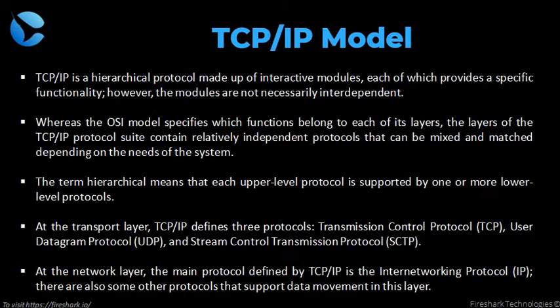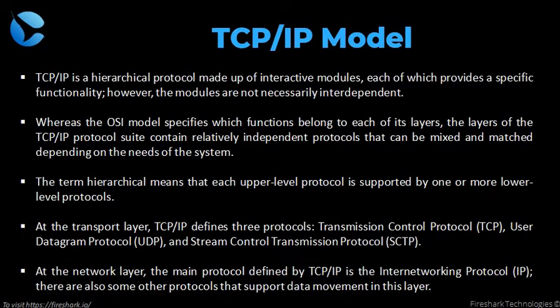The TCP/IP is a hierarchical protocol made up of interactive modules, each of which provides a specific functionality. However, the modules are not necessarily interdependent, whereas the OSI model specifies which function belongs to each of its layers. The layers of the TCP/IP protocol suite contain relatively independent protocols that can be mixed and matched depending on the needs of the system. The term hierarchical means that each upper level protocol is supported by one or more lower protocols.